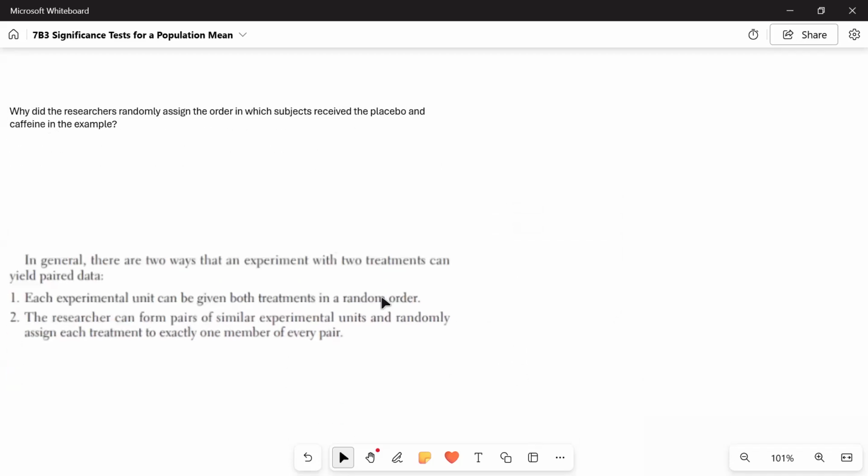In general, there's 2 ways that an experiment with 2 treatments can yield paired data. One is that each experimental unit can be given both treatments in a random order, or the researcher can form pairs of similar experimental units and then randomly assign each treatment to exactly one member of the pair.